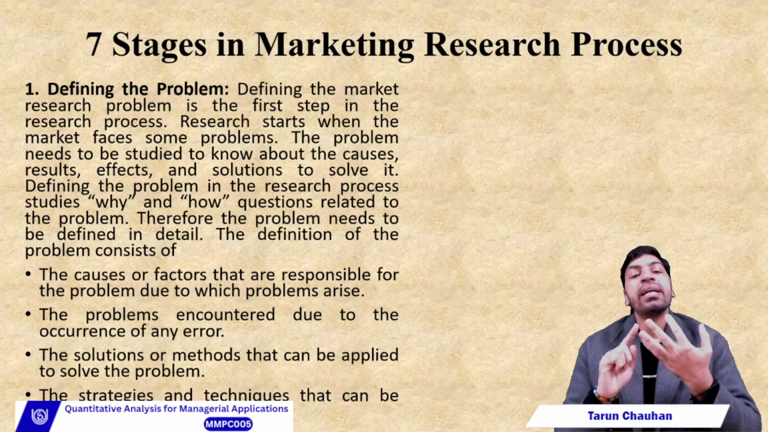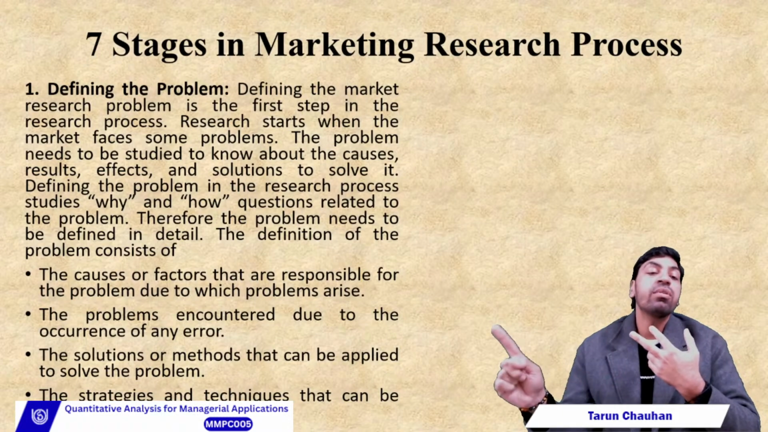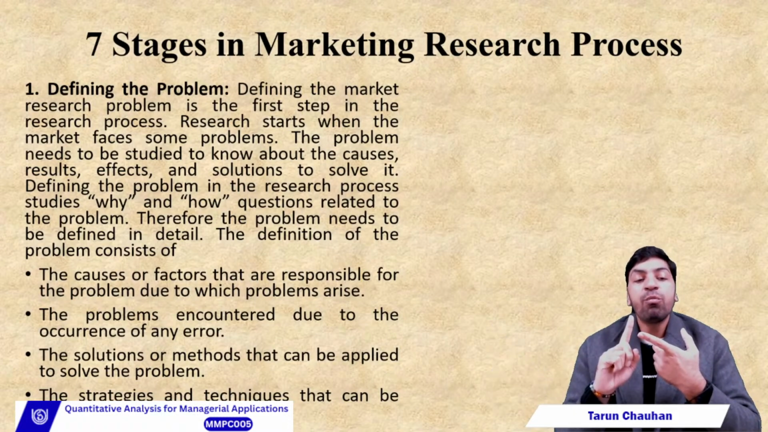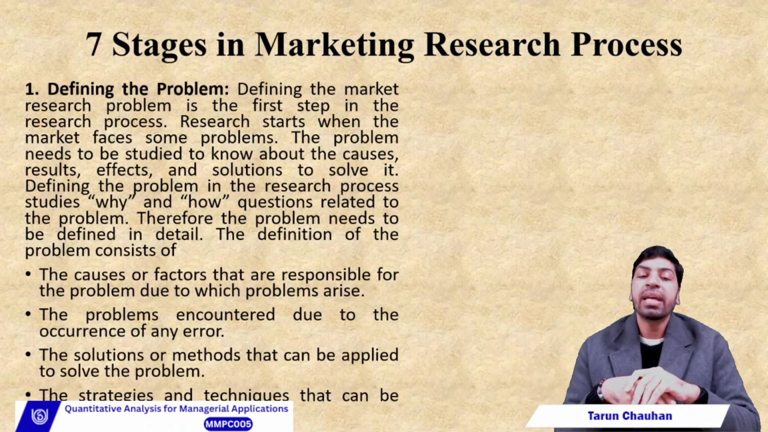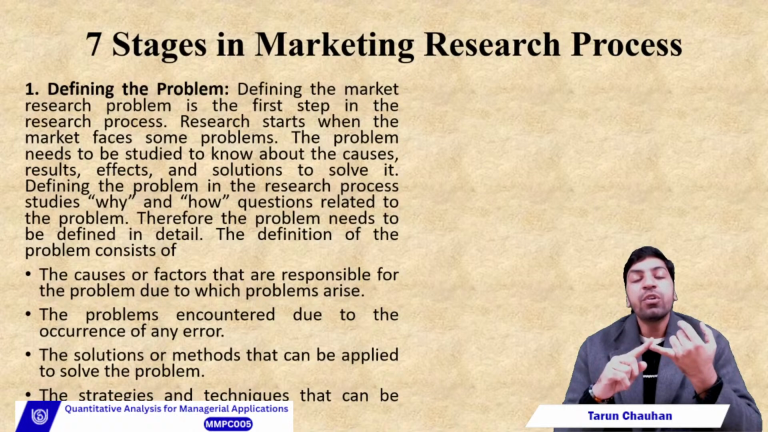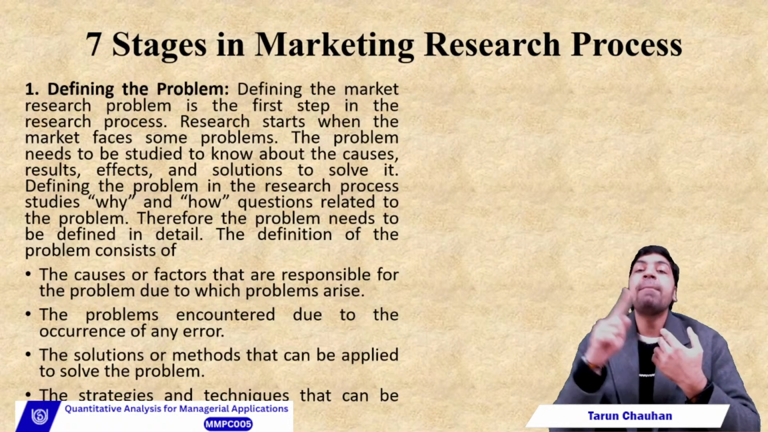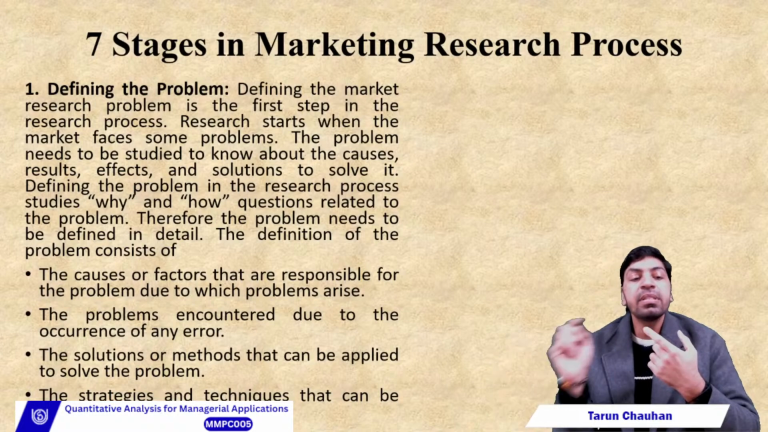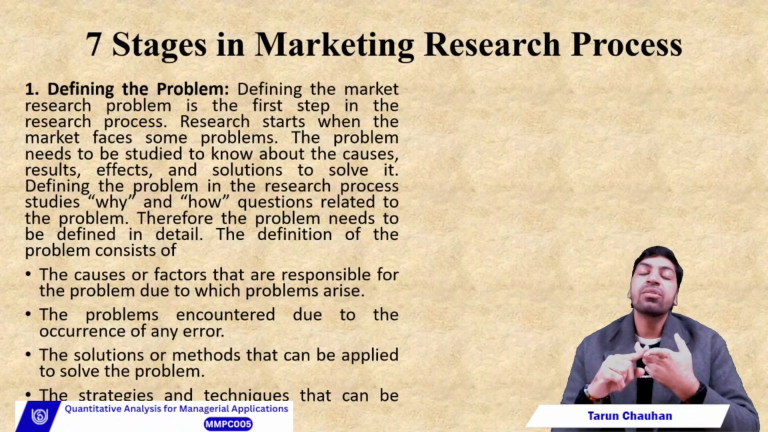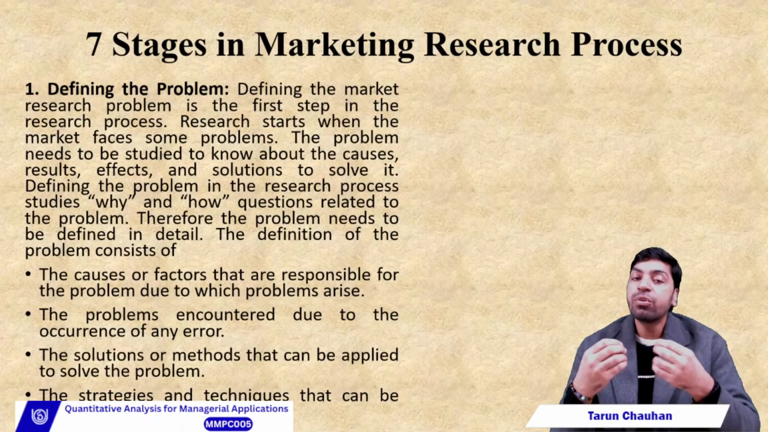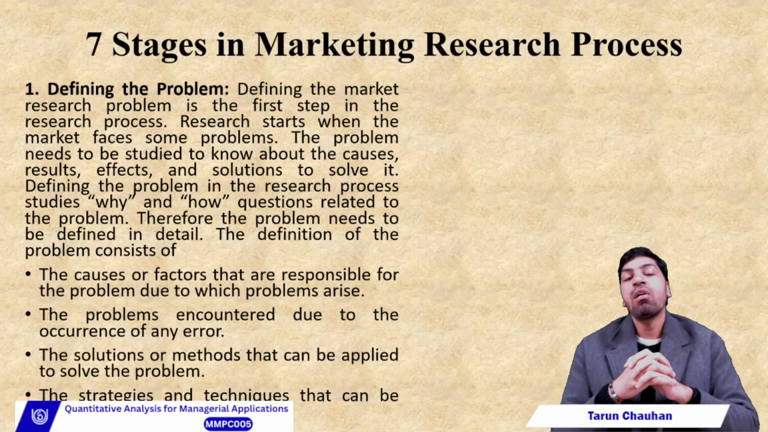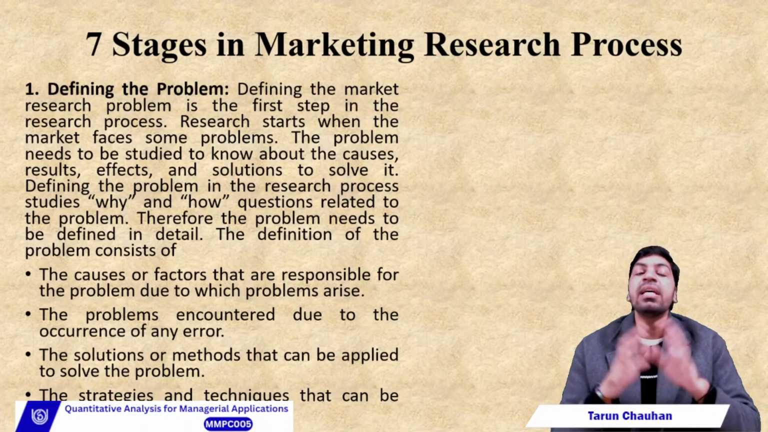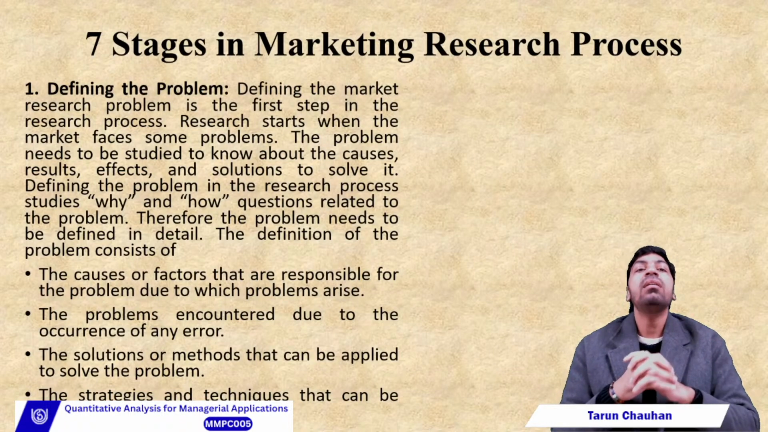What would be the causes and factors responsible for the problem? What would be the problems encountered due to the errors or mistakes of the researchers? What would be the solution and method that could be applied to such problems? What would be the strategies and techniques that could be used so that such problems could be avoided in the future? So that is the first stage of the marketing research process, and that is defining the problem.